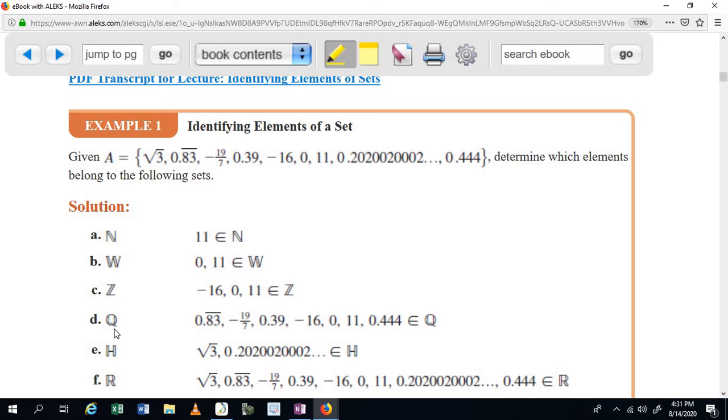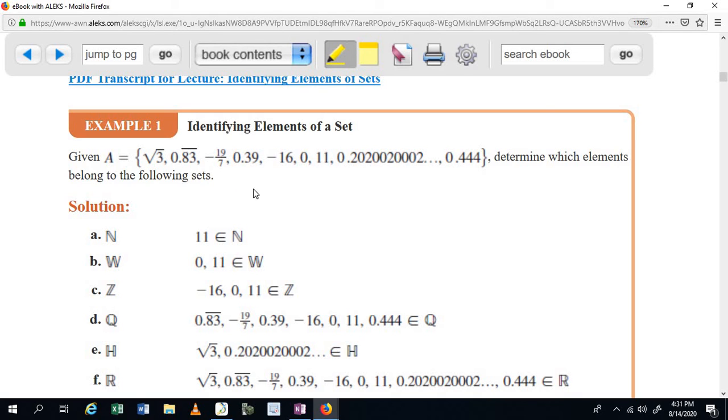Rational numbers. Any numbers that can be written as fractions, the ratio of integers. So now you could include negative 19 over 7. That's a fraction. Including negative 16, 0, and 11, because those can be divided by 1: 11 over 1, 0 over 1, negative 16 over 1. Those can be written as fractions.